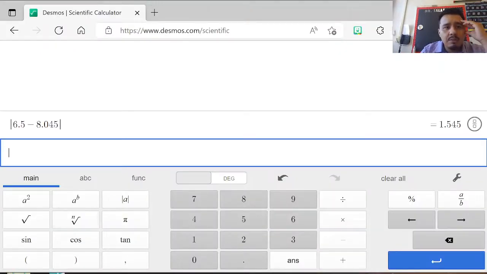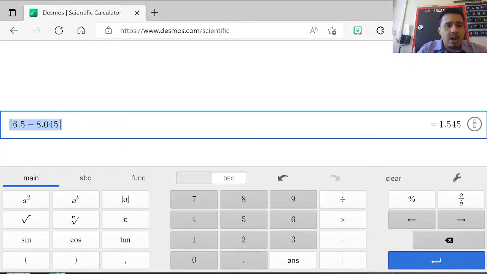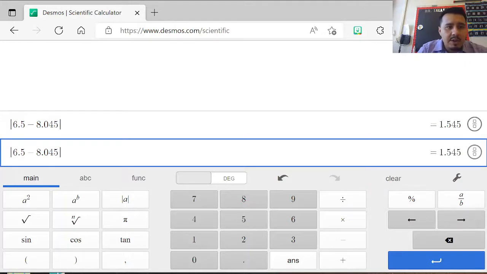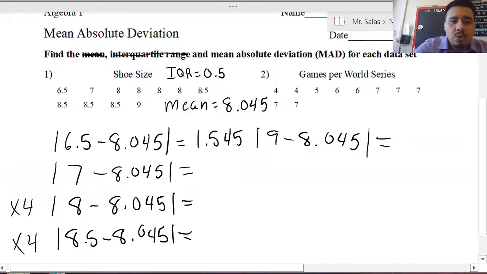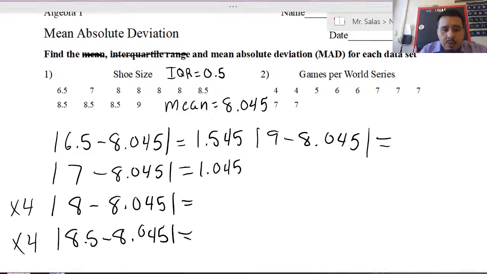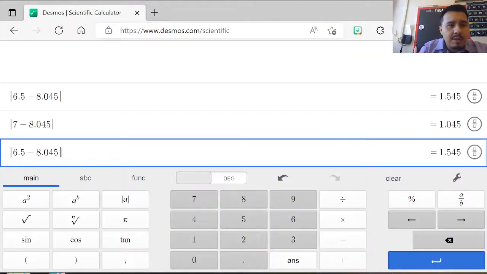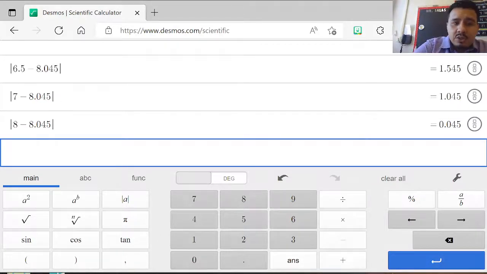Next we're going to do 7. A cool little trick that I learned: you can copy this and paste it right here, then just erase it and type in 7, so you don't have to do the whole thing all over again. I get 1.045. Moving over to the next problem, again paste it in, erase this, put in an 8. The absolute value of 8 minus 8.045 is equal to 0.045. That is our answer for that one.